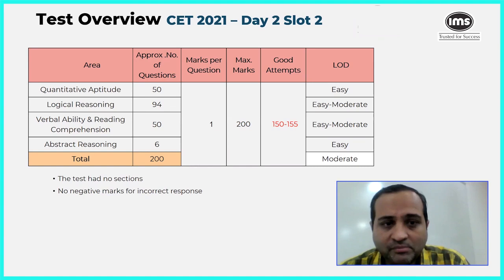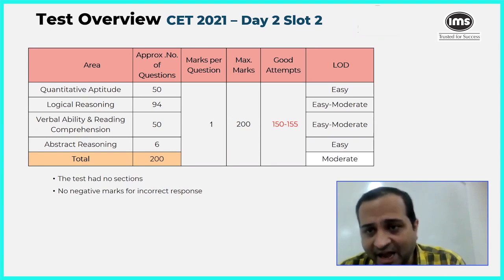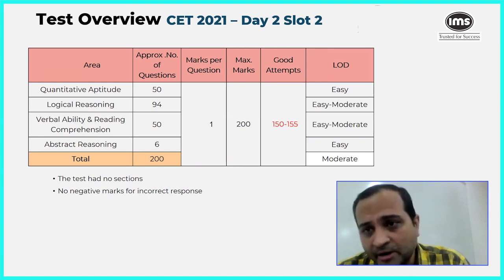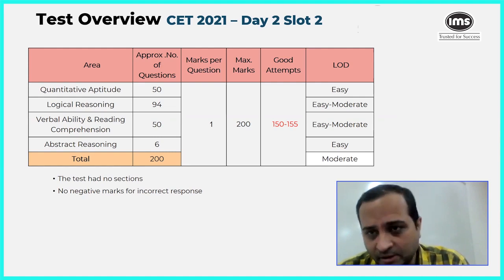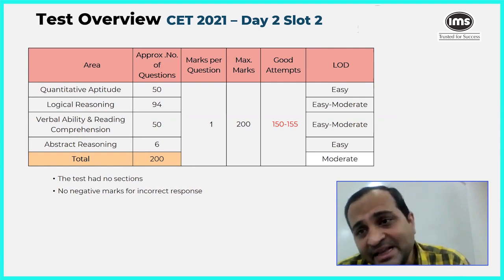If I go to verbal ability and reading comprehension, the bifurcation I will give you in the further slides. It was a total of 50 questions, and the level was easy to moderate. It has become a little moderate or a little difficult just because of a few words which were difficult. The rest all I felt was manageable and easy.